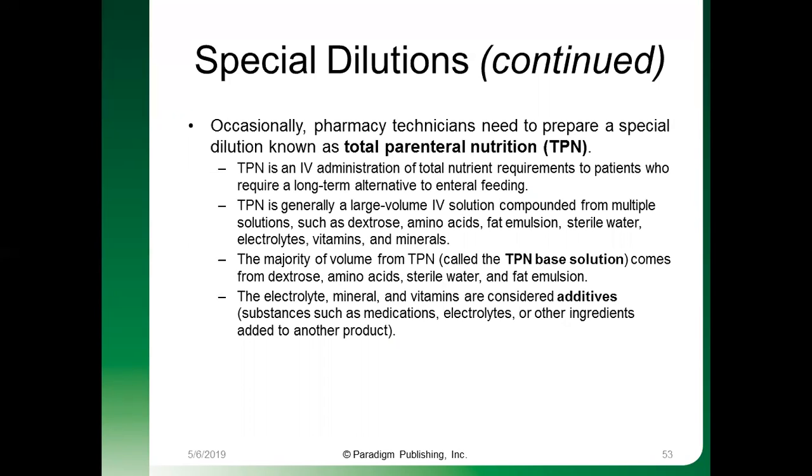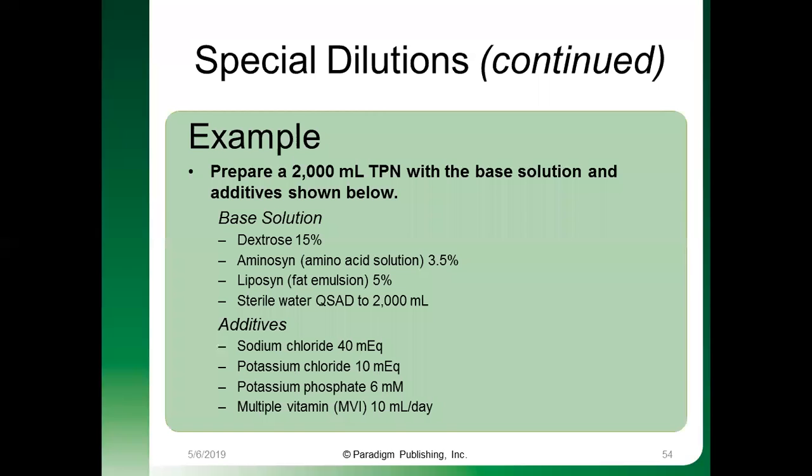So these additives are added for the patient that is probably low in potassium, maybe low in phosphate, maybe low in vitamins. So they'll add a multi-dose vitamin. Sometimes even in the TPN, we'll add antibiotics. In case the patient needs antibiotics, we'll go ahead and add that into the TPN.